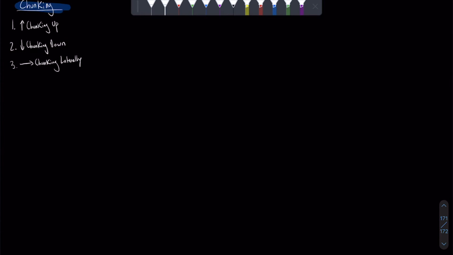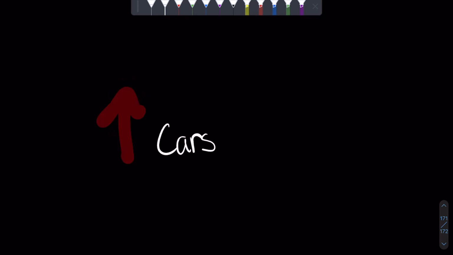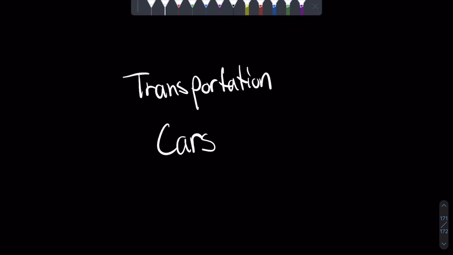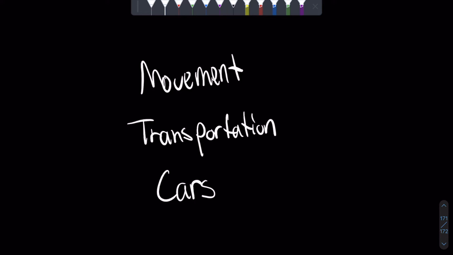So let's use cars as a really, really easy example for demonstrating what chunking is. If you wanted to chunk up from cars, what would you do? Think about it right now. What is a little bit bigger picture than just a car? Transportation, all right? That's a really easy example. A car is a form of transportation. Transportation is a form of movement.